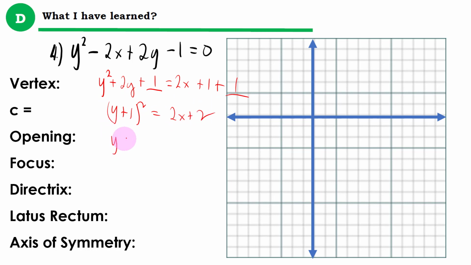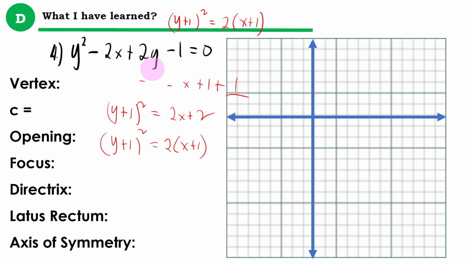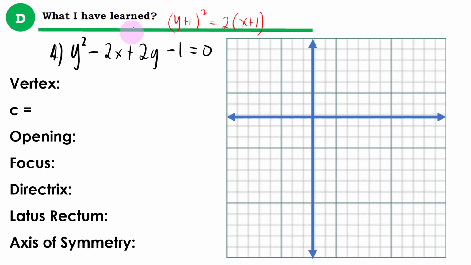So, magiging y plus 1 quantity squared equals 2 times x plus 1. Yan. So, this will be our standard form of equation. Sulat natin dito. Y plus 1 quantity squared equals 2 times x plus 1. Then, delete na natin ito. Then, let's identify the different parts. We have the vertex at negative 1, negative 1. This is the vertex.